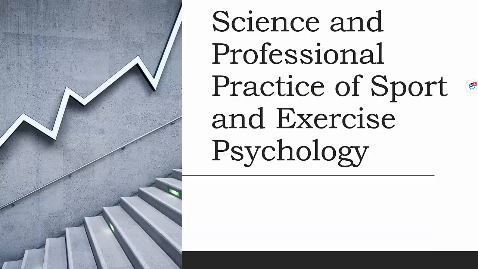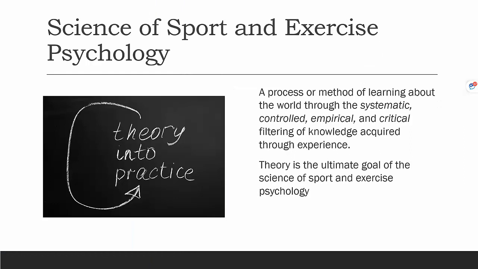The science and professional practice of sport and exercise psychology. The second part of this is to examine how science and professional practices affect sport and exercise psychology. There is a theory and a practice to sport and exercise psychology. We often say this in athletic training as well. We have to examine the science behind the discipline of sport and exercise psychology. To evaluate the protocols and the strategies to help individuals, we must rely on things that have been used before. There is a process or a method of learning about the world through the systematic, controlled, empirical, and critical filtering of knowledge acquired through experience.